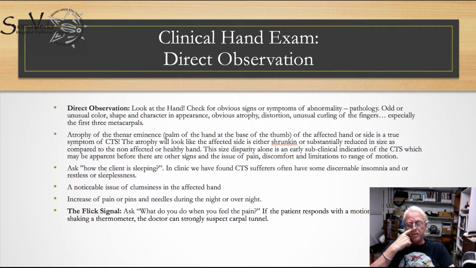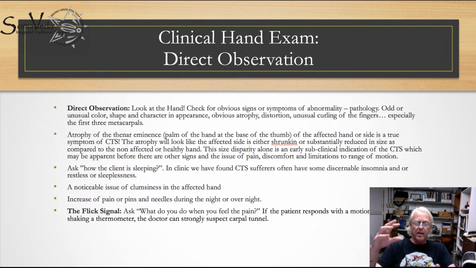Look for noticeable issues of clumsiness with the affected hand. I had a therapist friend of mine who would just spontaneously pick up a tennis ball and toss it to the client and see if they could catch it. If they could catch it, well, that was a good sign. And if they couldn't catch it, or if they couldn't hold on to it, that was a neurologic indicator of the hand having some issue. But it could also just be so-called clumsiness, banging the hand into things or dropping things.